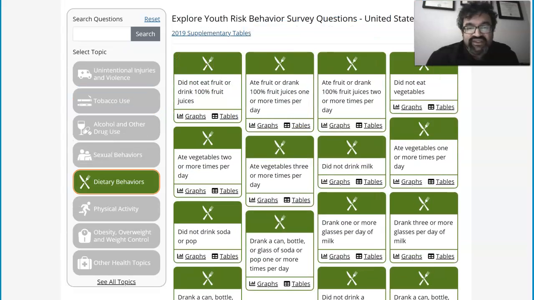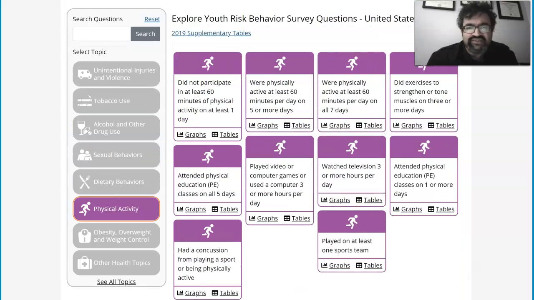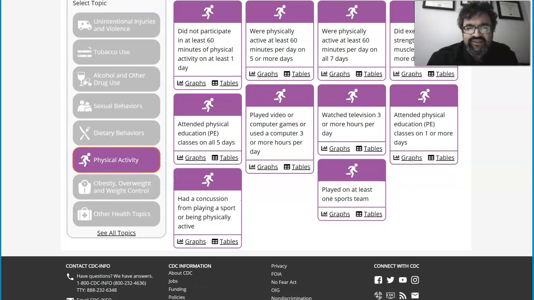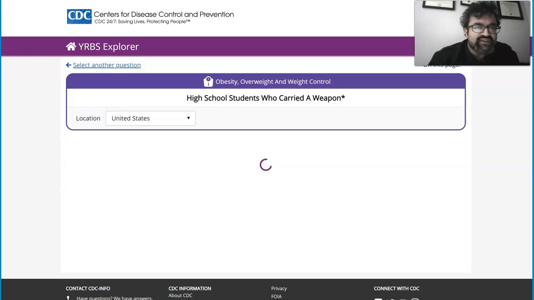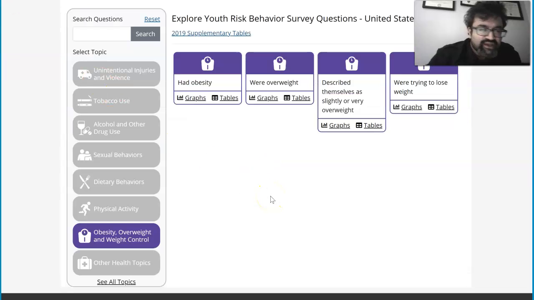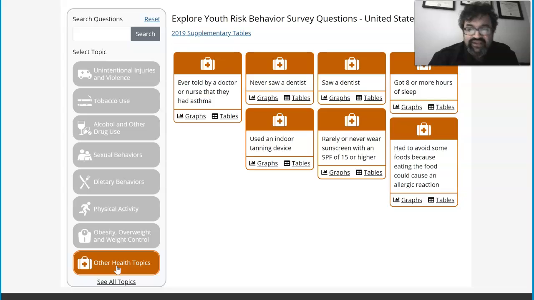Then we go into dietary behaviors, and I've talked about milk and fruit juices and things like that. Physical activity, just wrapping up. How often were you physically active? What was it, 60 minutes? Attended physical education classes on all 5 days. Had a concussion even. Obesity, of course, there's only 4 there. And just wanted to check to see if those work. And then you can go into all topics at the same time. There's other health topics. That goes into asthma, sleep disturbances, applying sunscreen regularly, having allergic reactions, and indoor tanning devices.